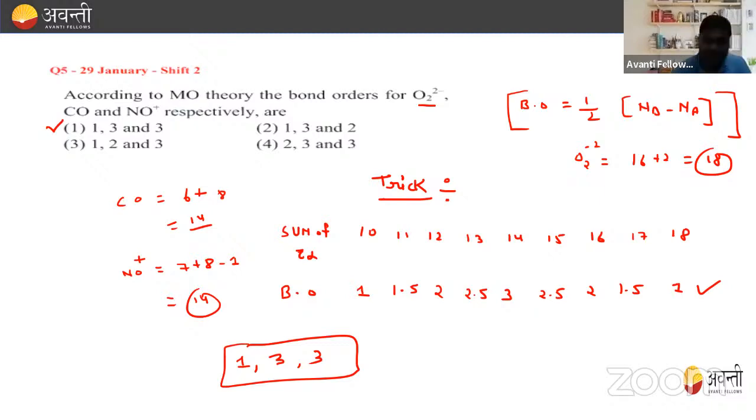So by using such a trick, we can easily calculate the bond order of any molecule whose electrons lie between 10 to 18. And mostly in JEE, questions are asked only for such molecules having 10 to 18 electrons. Is it clear to everyone? If you have any doubt, you can ask. No doubt? Okay, this is very, very important. Try to learn this trick and you can easily solve such questions in a few seconds.